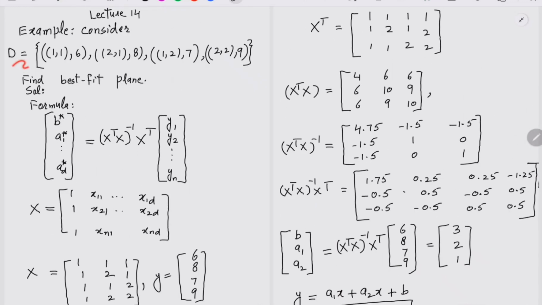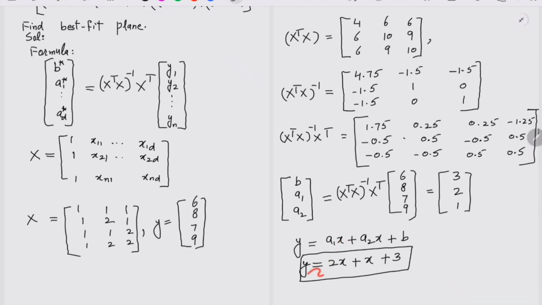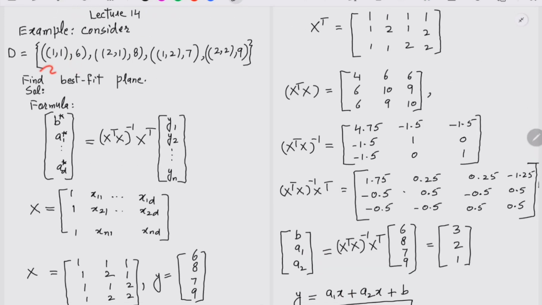For such a data set, we have this plane that predicts the values for any unknown data. So this was an example where we used a data set to find the plane for the multidimensional affine regression problem.